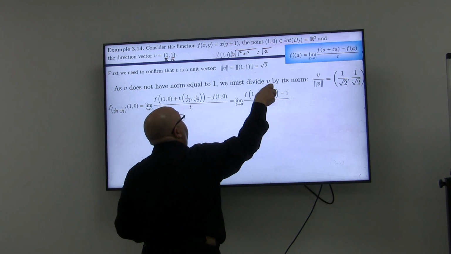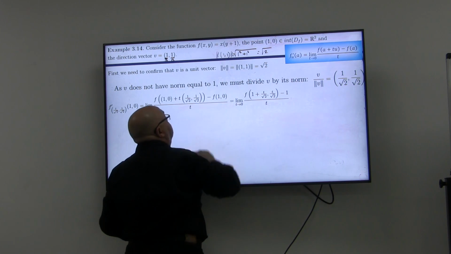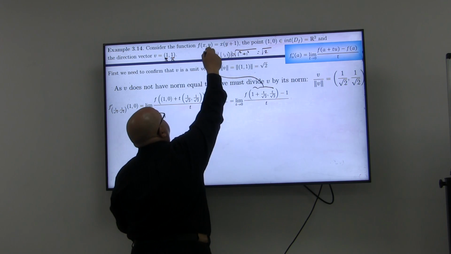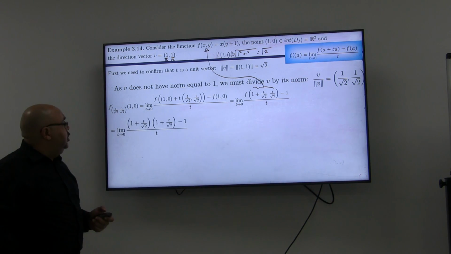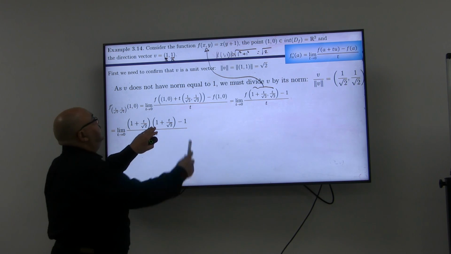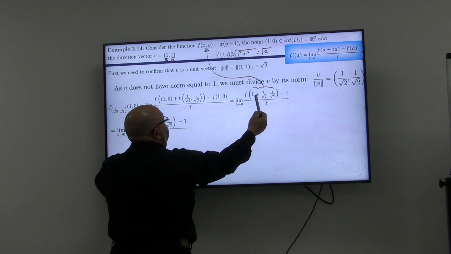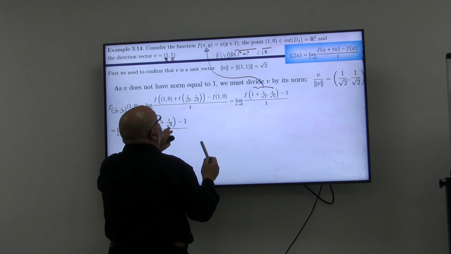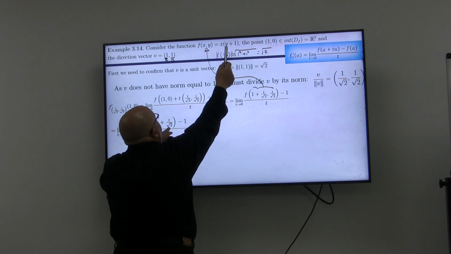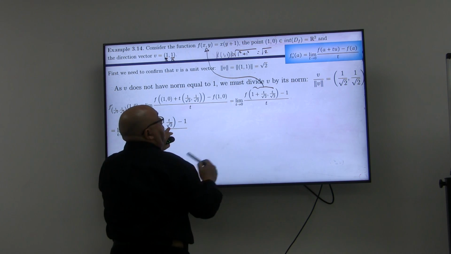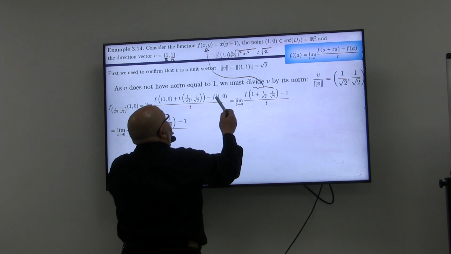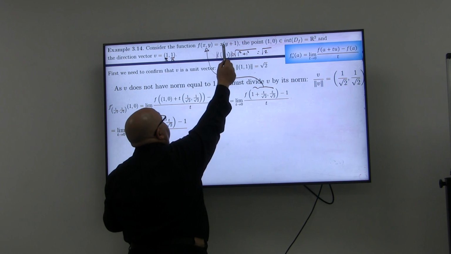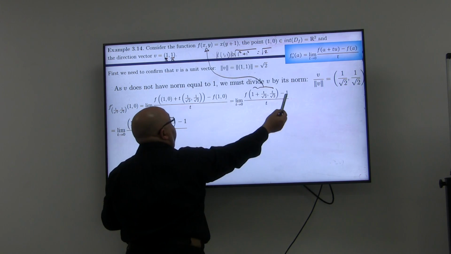I will take these two components and substitute in the main function. So the next step is to replace them in the x and y positions. Replacing x by 1 + t/√2, replacing y by t/√2, so it's going to be (1 + t/√2)(t/√2 + 1). Don't forget, minus the value of the function at (1, 0). If you substitute (1, 0), this is going to be (1 + 1) times 1, so the value is equal to 1.